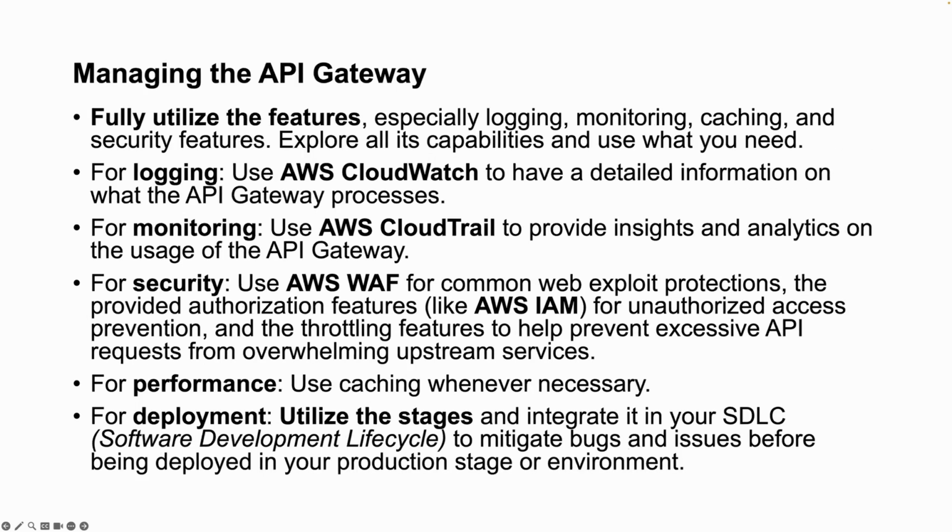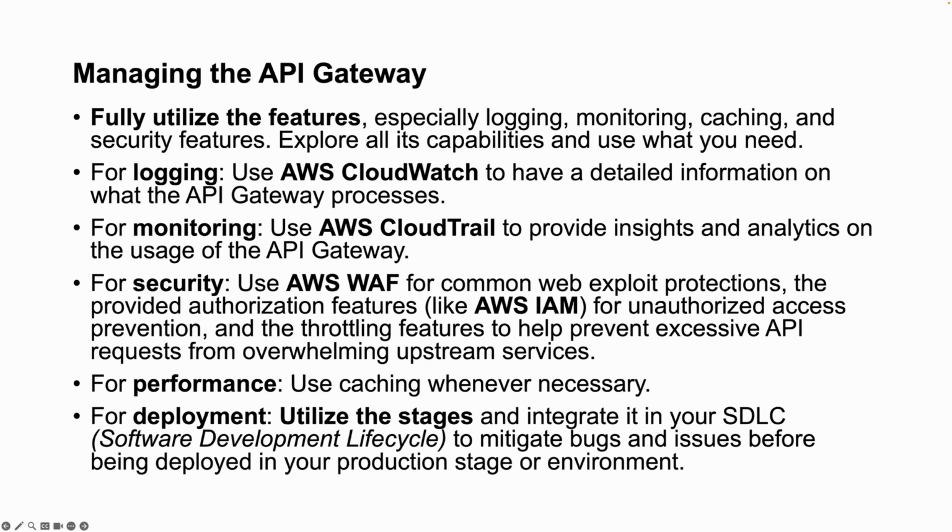So after you've created the API gateway for your use case, I'll just leave some tips on how to manage it. The first one is the most important one. Do fully utilize the features of the Amazon API Gateway, especially the logging, monitoring, caching, and security features. Do explore all its capabilities, and once you've experimented with those, use what you'll need. And I have provided some of the things that I highly recommend that you'll be using.